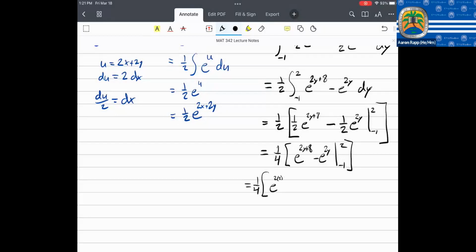E to the 2 times 2 plus 8 minus e to the 2 times 2. And I'm going to subtract from it when I plug in -1: e to the 2 times -1 plus 8 minus e to the 2 times -1.